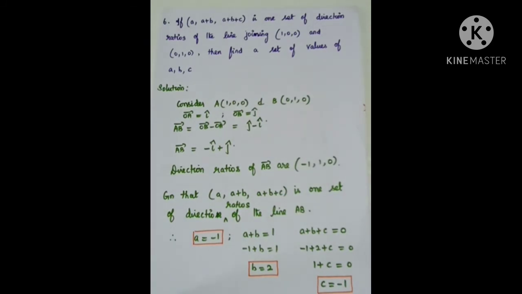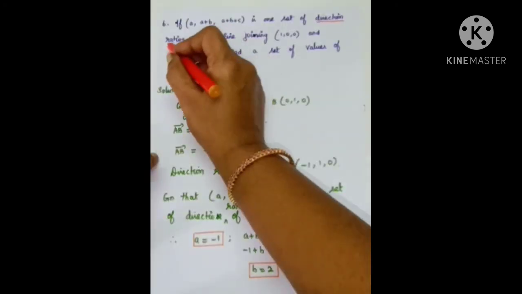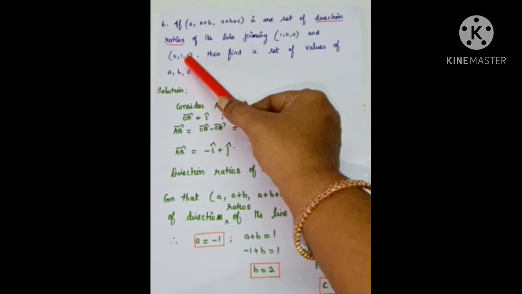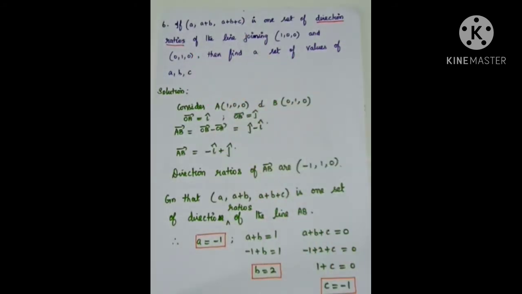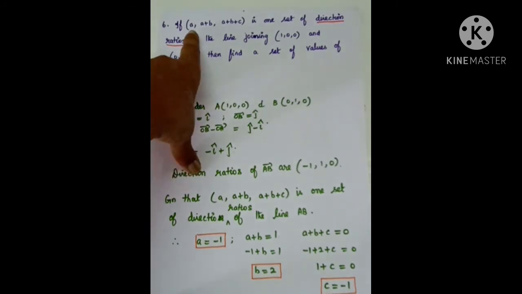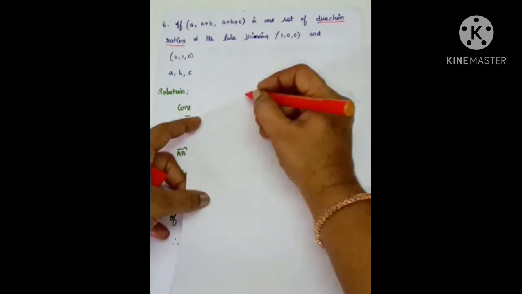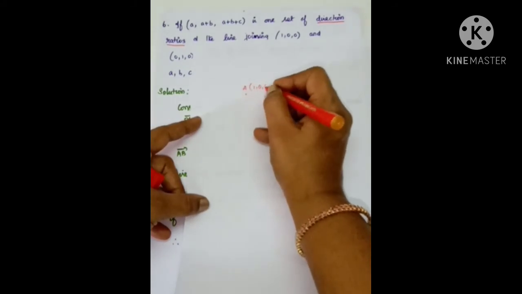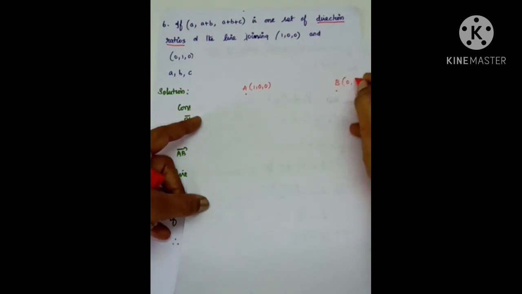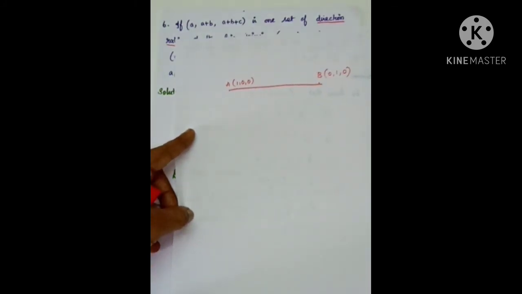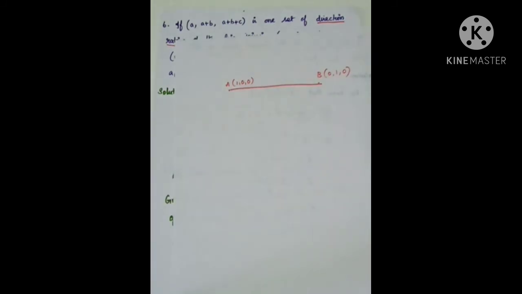Sixth problem. If a, b, c is one set of direction ratios of the line joining (1, 0, 0) and (0, 1, 0), then find a set of values of a, b, c. You see that here a, b, c are nothing but the direction ratios of the line joining these 2 points. So first we will consider the points. What is the first point? That is A, (1, 0, 0). Another point is B, (0, 1, 0). So roughly I have taken. If you join these 2 points, you will get the line. So for this line, you have to find the direction ratios.